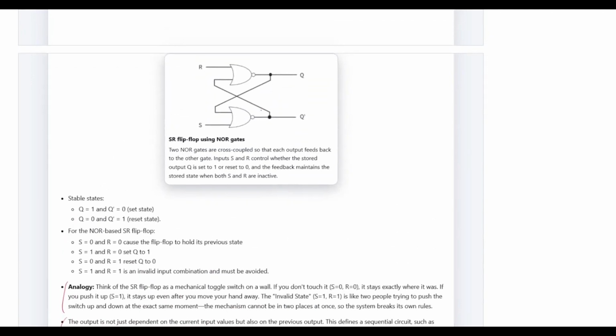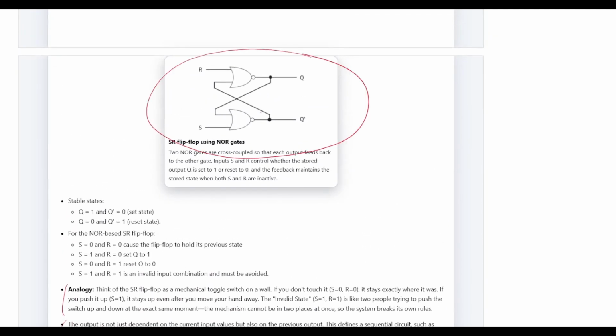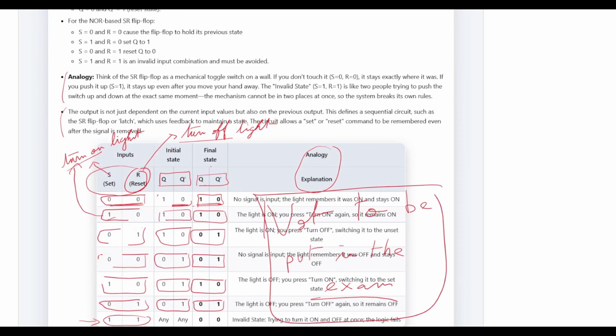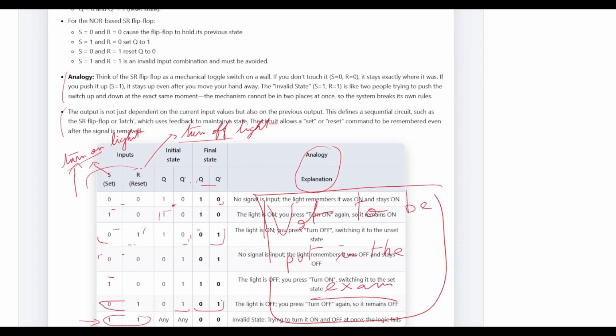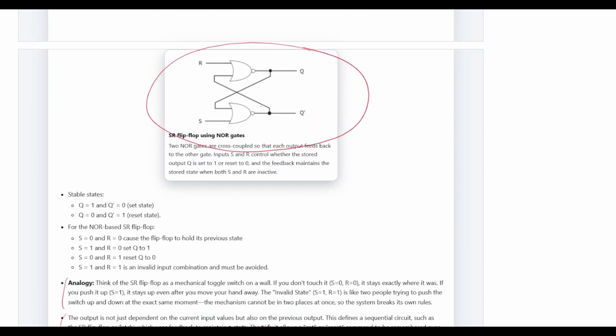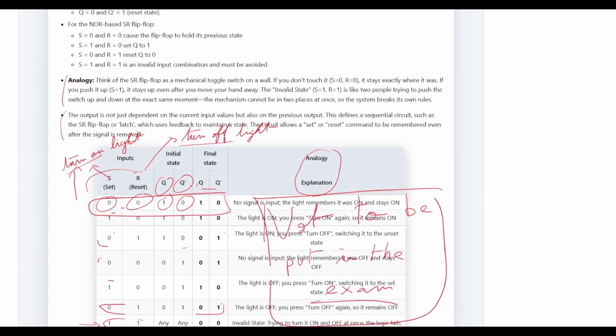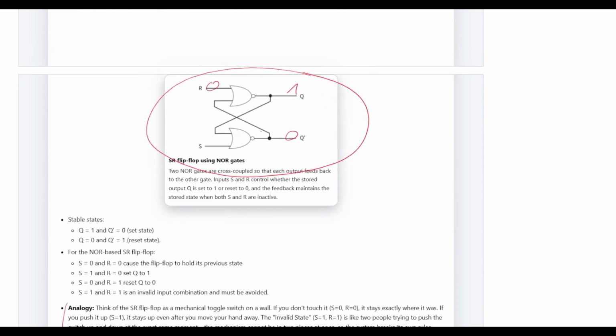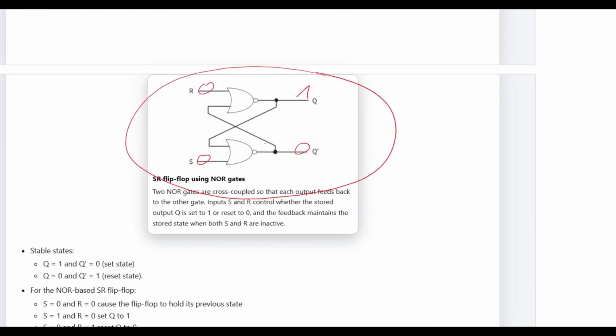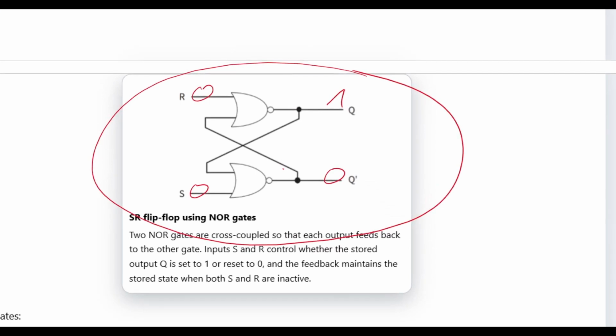Now you can understand this circuit easily. Let's take an example and apply it. Let's take any situation. For example, let's start with this. Q is 1, Q bar is 0. So Q is 1, 0, and this is a 0, 0. This is 0 and 0. What will happen here? Will the state change or not?